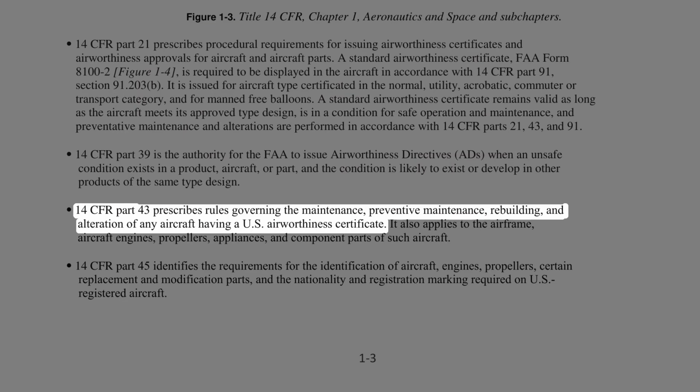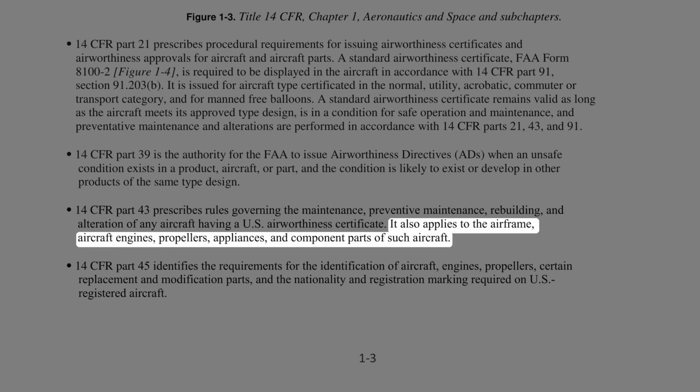14 CFR Part 43 prescribes rules governing the maintenance, preventive maintenance, rebuilding, and alteration of any aircraft having a U.S. airworthiness certificate. It also applies to the airframe, aircraft engines, propellers, appliances, and component parts of such aircraft.